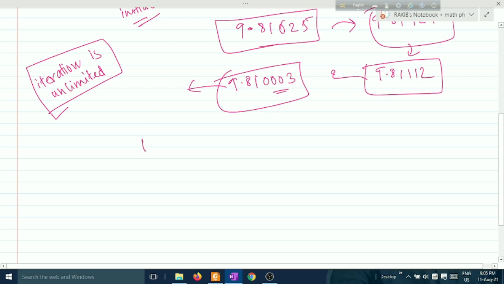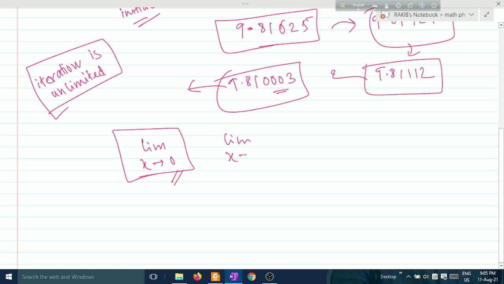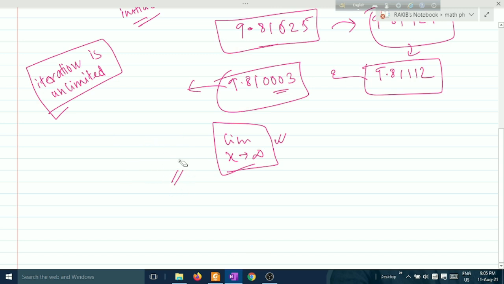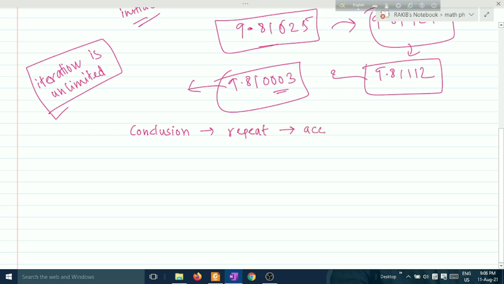In case of limit, we used to write, say, x tends to 0. This means we are proceeding towards 0, not going to the point 0. We are going towards it, but we cannot reach this actual 0. This is also a kind of iteration. Iteration means repetition. You repeat that, then the conclusion is: repetition means iteration and accuracy.